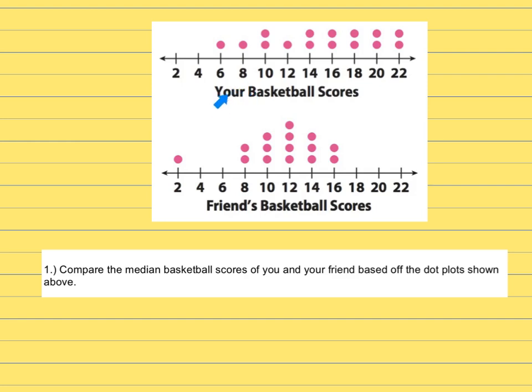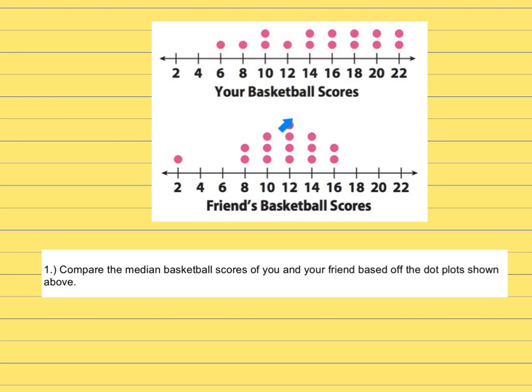Underneath the number line, you can see that it tells you what the data is representing. This first graph is your basketball scores, and then the bottom graph is someone's friend's basketball scores. Now, each one of these circles represents a different game or a different time that you were playing basketball. So this dot represents 6 points. This dot represents 8 points, and then you go on and on and on, and then these two dots represent 22. Now, your friend's basketball scores, they had one game where they only scored 2 points. We don't know why. Maybe they got injured and hurt and was only able to play a little bit.